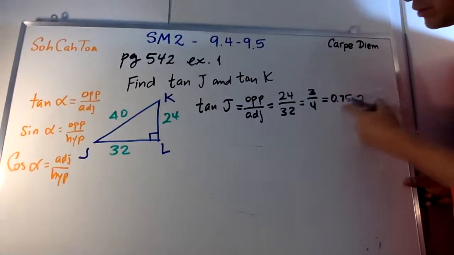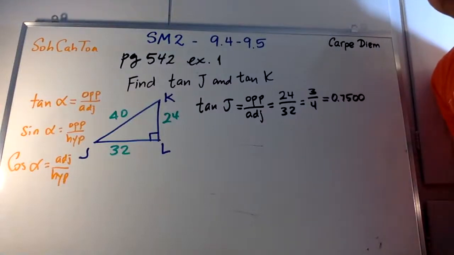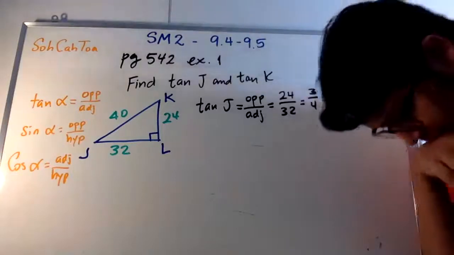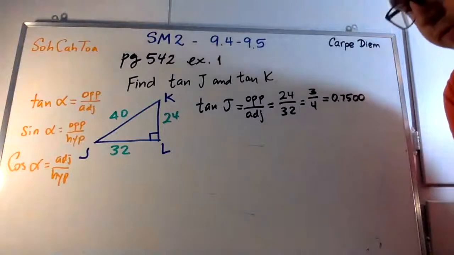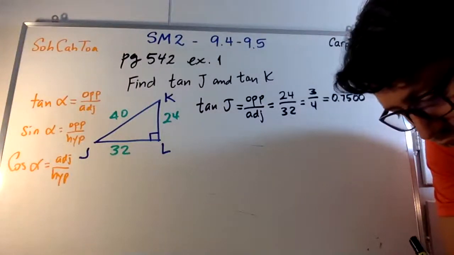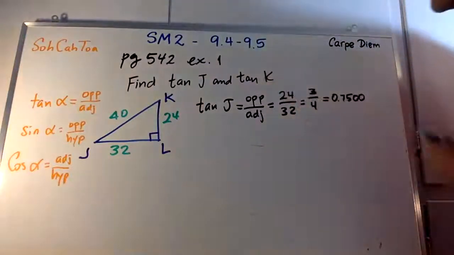And we're going to report 4 decimal places. And you will see why in the second exercise. Okay, well, maybe later on, but for now, let's just make sure that we report 4 decimal places. Okay, that's it. Now, tangent of K. Let's go for it.